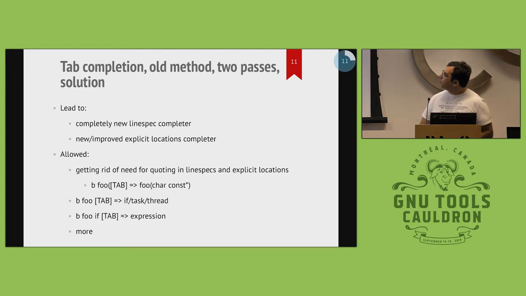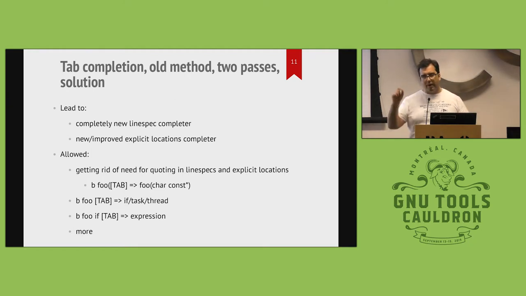This was around 8.1, and this led to a completely new linespec completer. The old one was dumped, and the new one is the actual linespec completer with a special flag mode. I'm in completion mode, so some things will be different, but most of the code is going to be the same. And it led to a new improved explicit location completer also, and that allowed getting rid of the need for quoting in linespecs and explicit locations.